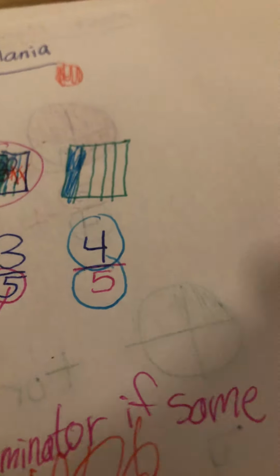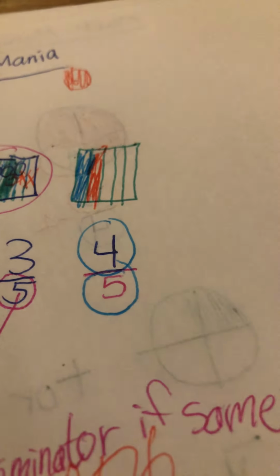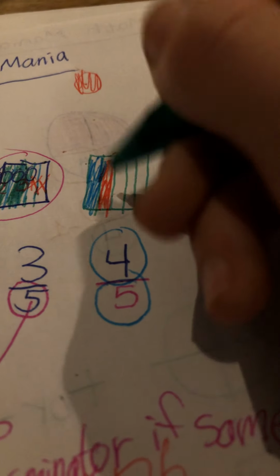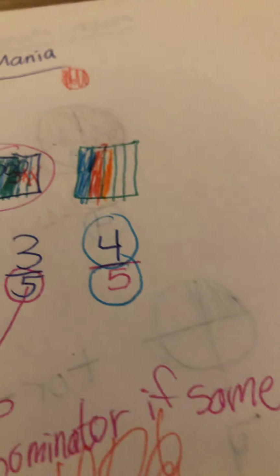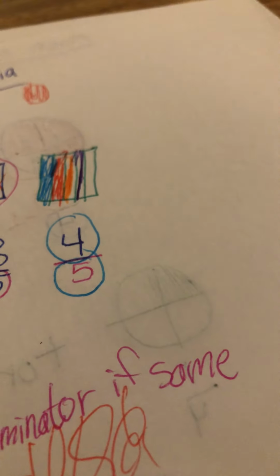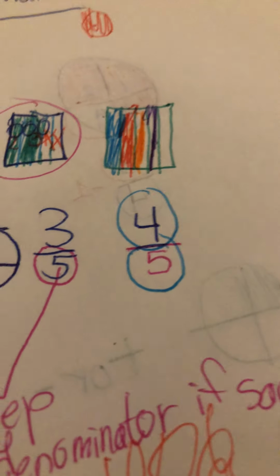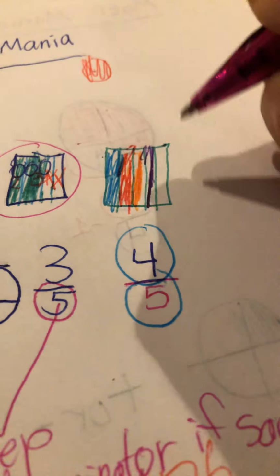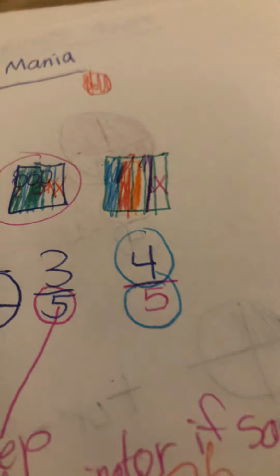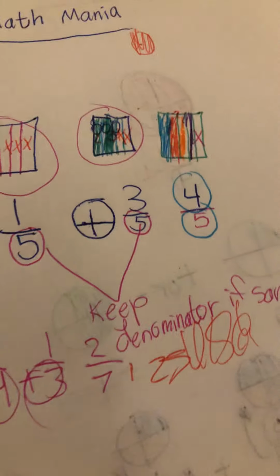1, 2, oh, not green. The green's the outside. 3, and let's do purple. 4, and this section over here does not get circled in. Now we're going to do subtraction in a different video. Probably in the next video.